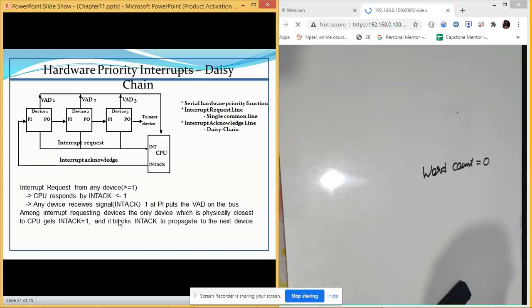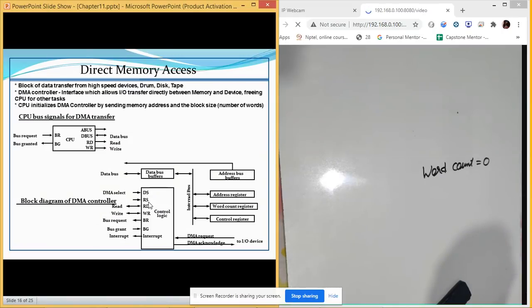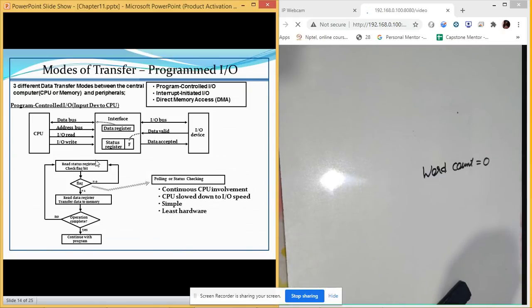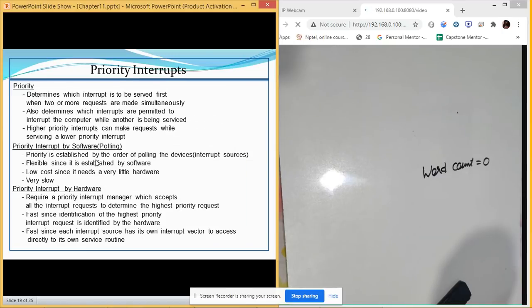Now actually the DMA was not to be done in this class. Why? Because it is before IOP. After modes of transfer, we were having priority interrupts. But I felt that it is better to start with DMA, because you are already aware of what input output was, what programmed control input output was, and what interrupt initiated input output was. So that is why I have covered DMA as well at this place. There is a slight shuffle between the topics. So the next topic which we are going to do is our priority interrupt.